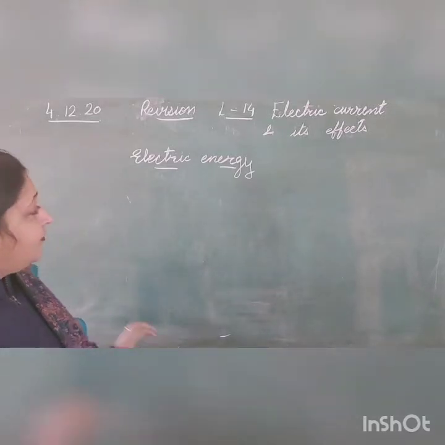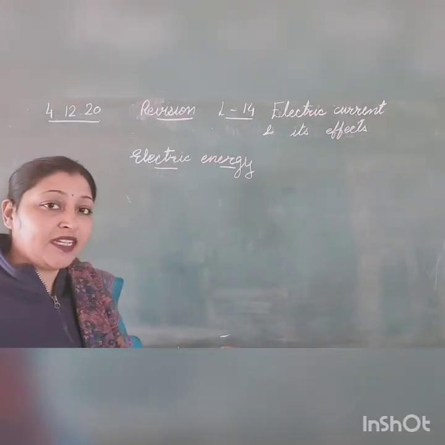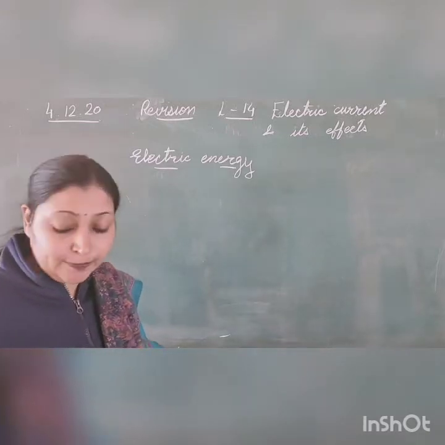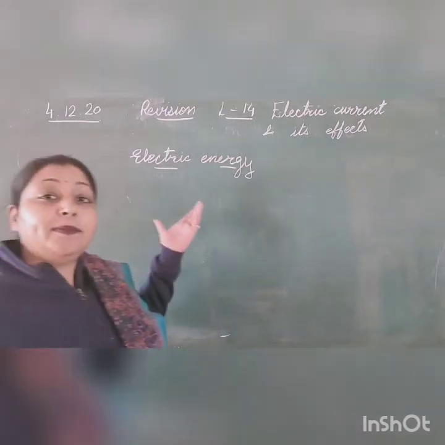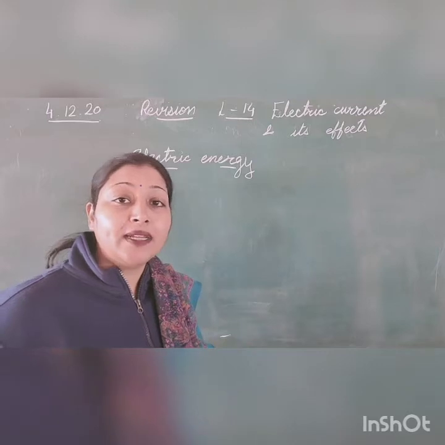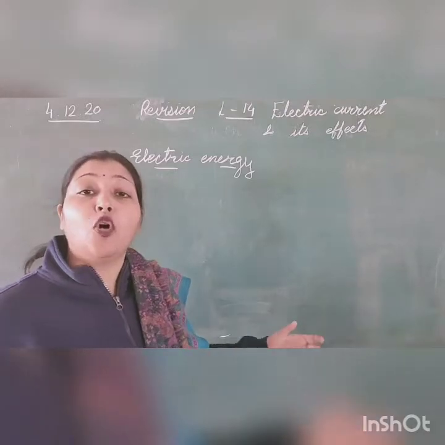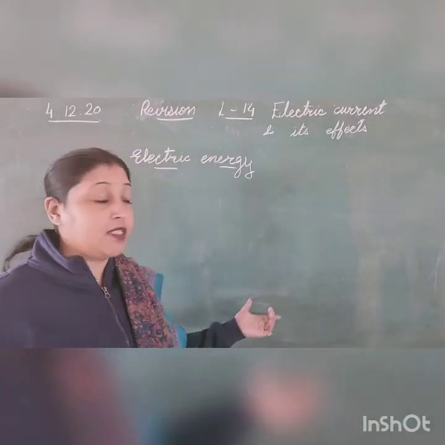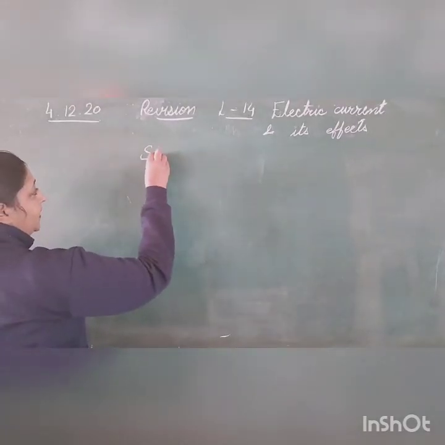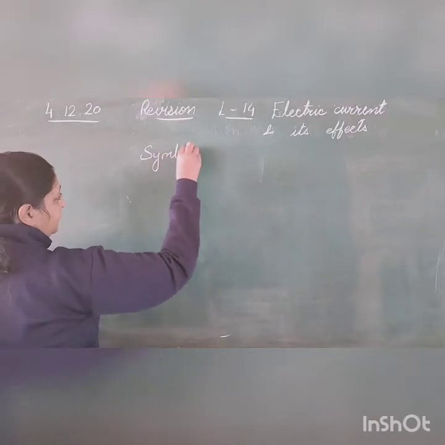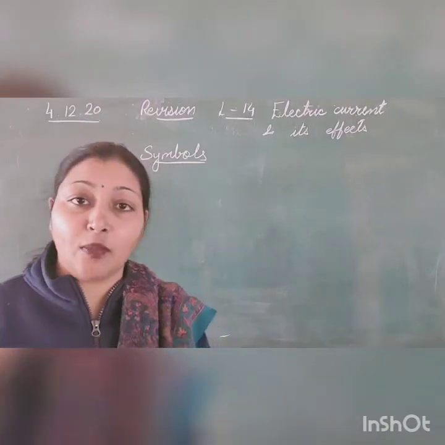Now children, if it is a controllable and convenient form of energy, definitely to use this energy we require certain components. When we have to represent these components in the form of a diagram, in the form of a circuit, it is quite time consuming to draw all these components. So we use certain symbols for different electrical components. We have to draw certain symbols for these electrical components.